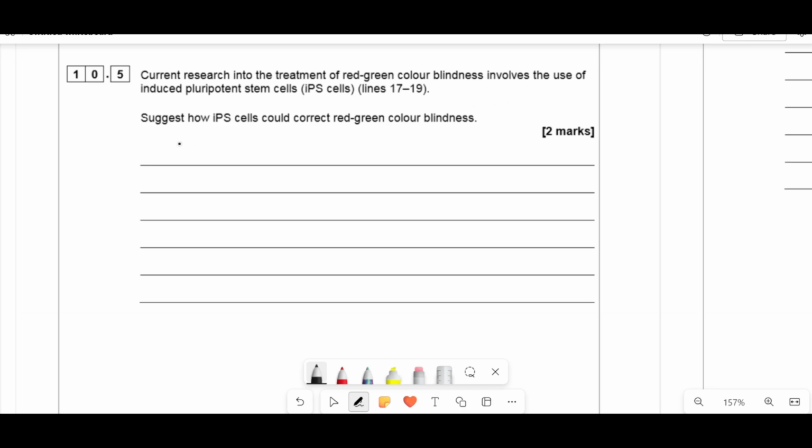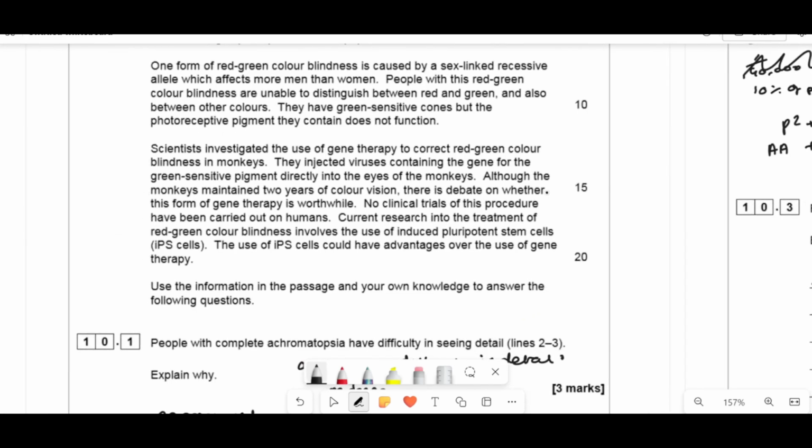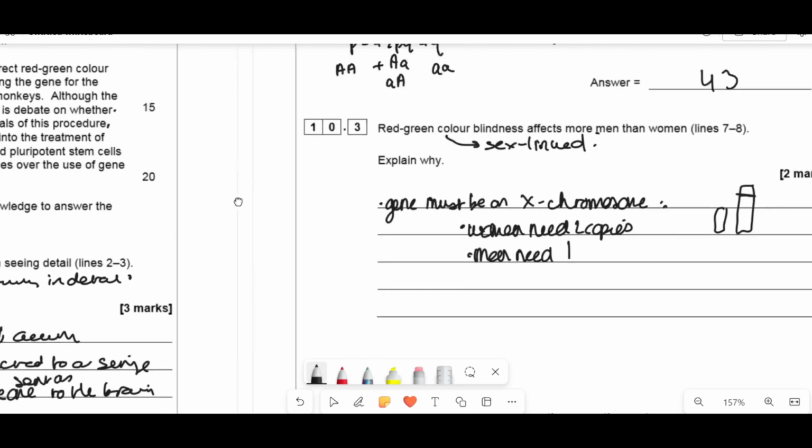It says current research into treatment of this uses iPS stem cells. If you look at line 17 to 19. So what's that then? 15, 16, 17. So 17 to 19, it says current research involves using these stem cells, these induced pluripotent stem cells. These could have advantages over gene therapy. There's nothing else that's really helpful here.